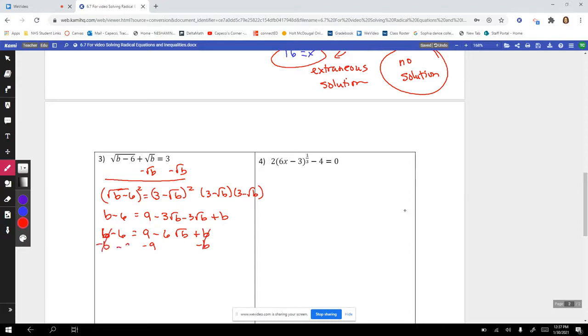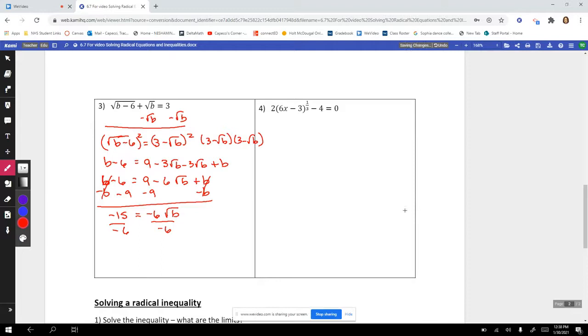I'm going to bring that 9 to the other side. And I have negative 15 is equal to negative 6 times the square root of b. Divide both sides by negative 6. And that simplifies to 5 over 2 equals the square root of b. So again, let's square both sides. And I have 25 over 4.